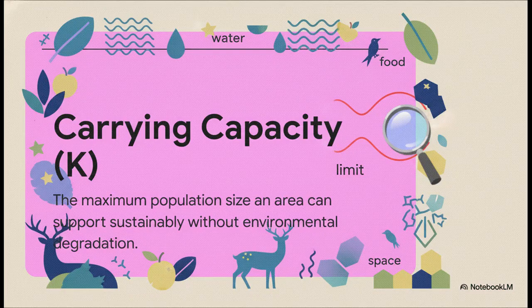And that limit has a name: carrying capacity. You'll often see it shown as the letter K. So what is it? Put simply, it's the max number of individuals of any species that an area can support, like forever, without falling apart. And this is not some random number. It's a hard ceiling, and it's set by the competition for stuff that's running out. Food, water, and just plain old space.